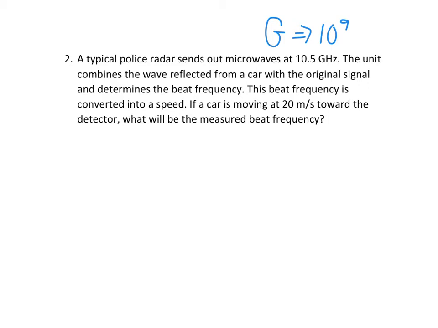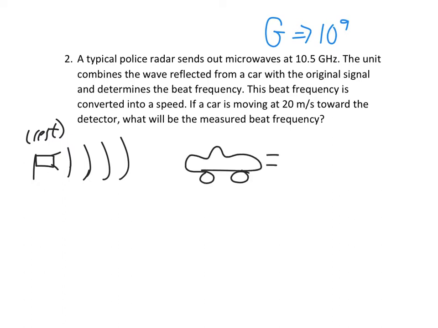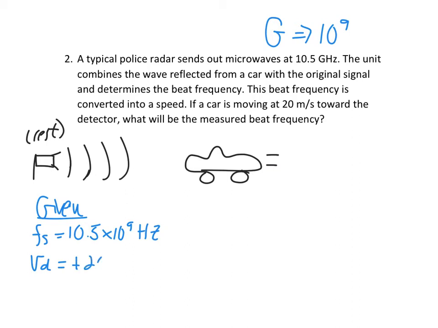So here we have our radar gun. I guess they usually have more of a cone. And it's at rest. And it's sending out waves, microwaves. And then we have a car moving at 20 meters per second toward the detector. If I list what we know, the frequency of the source is 10.5 times 10 to the 9th hertz. Again, that's what the giga stands for. We know that the velocity of the detector, so the car, it's moving toward the cop car, so it would be a positive 20 meters per second. What we're looking for in the end is the beat frequency. So in other words, the difference in the frequency detected versus the source frequency.